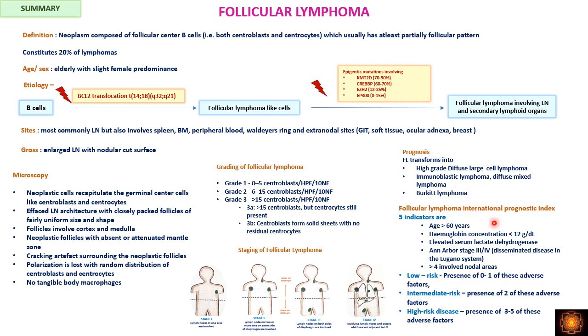Then indicators have been given for the inferior survival, by the Follicular Lymphoma International Prognostic Index, which takes 5 indicators: age more than 60 years, hemoglobin less than 12 grams per deciliter, elevated serum lactate dehydrogenase level, and staging of 3 or 4. And we also have if more than 4 lymph nodal areas are involved. If a single indicator is present, then there is a low risk. Intermediate risk is present if you have the presence of 2 of these adverse factors. If it is 3 to 5 of these adverse factors, it is a high risk disease.